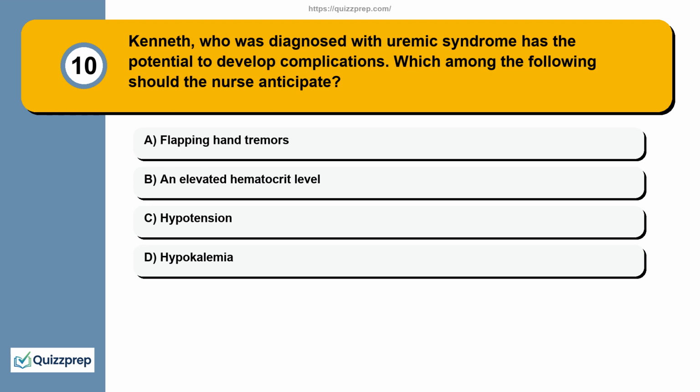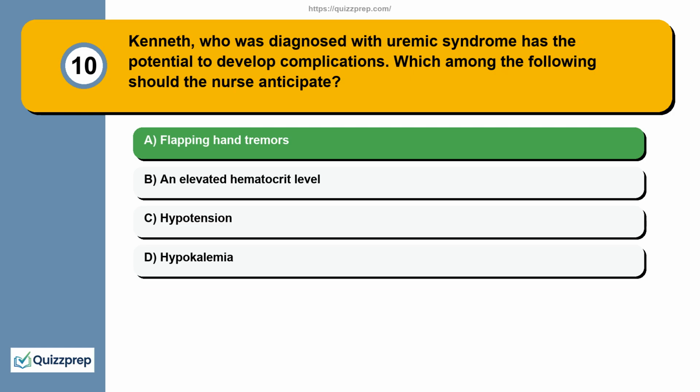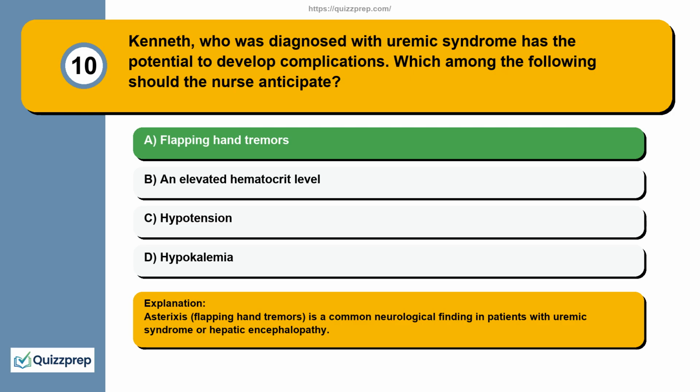Question 10. Kenneth, who was diagnosed with uremic syndrome, has the potential to develop complications. Which among the following should the nurse anticipate? Flapping hand tremors, an elevated hematocrit level, hypotension, hypokalemia. Asterixis, flapping hand tremors, is a common neurological finding in patients with uremic syndrome or hepatic encephalopathy.